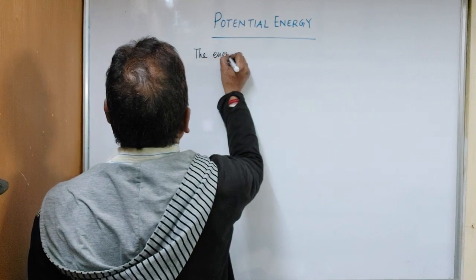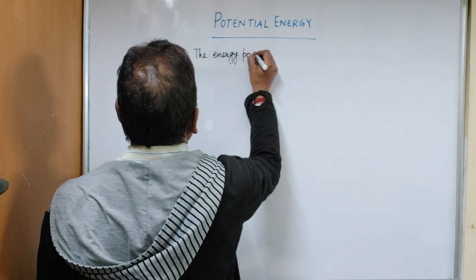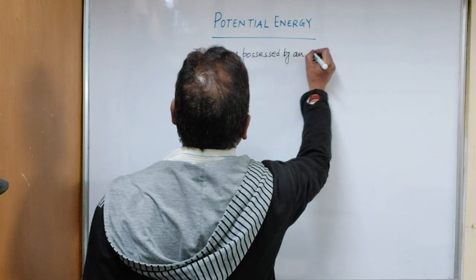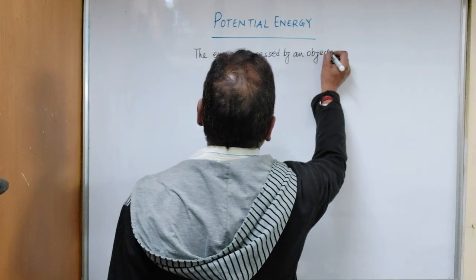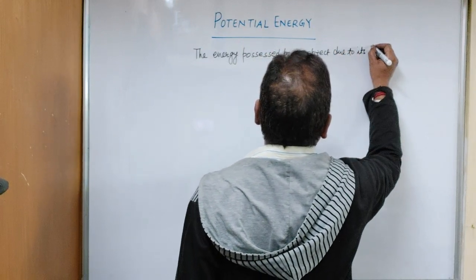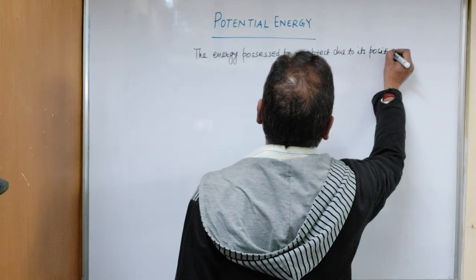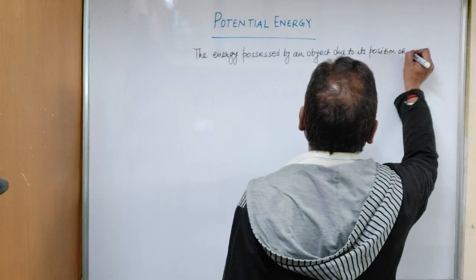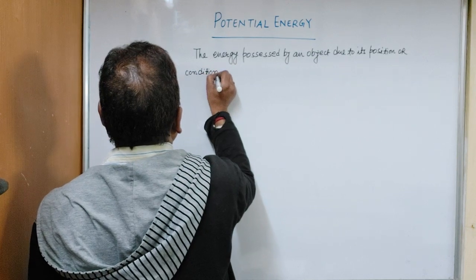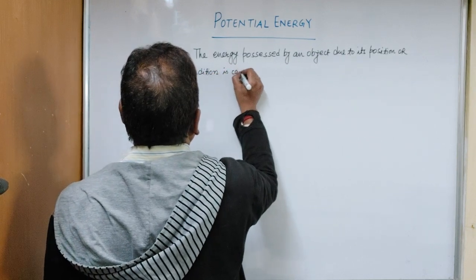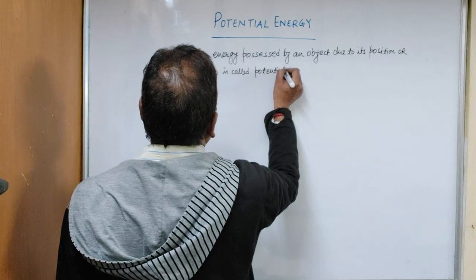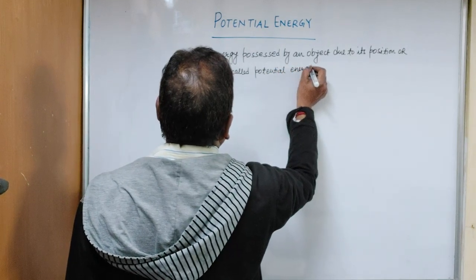The energy possessed by an object due to its position or condition is called potential energy.